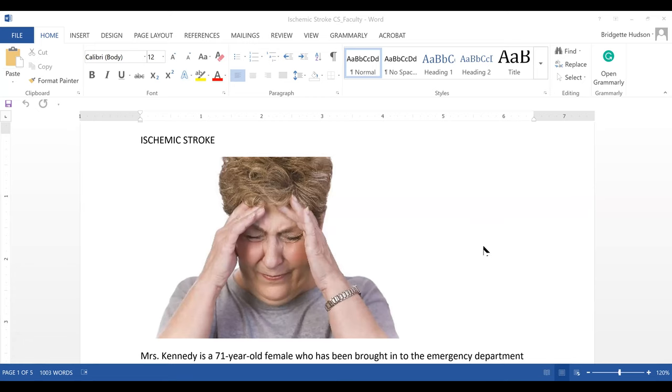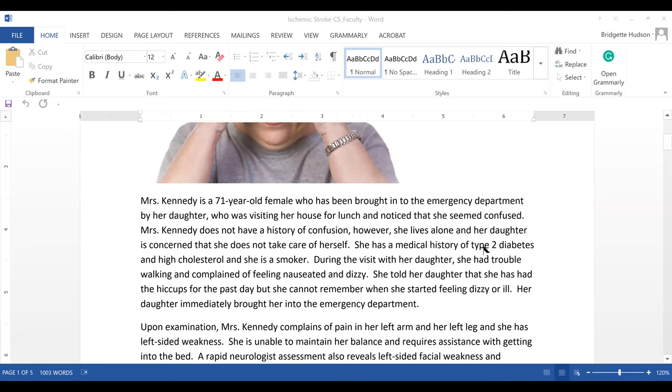All right, so Miss Kennedy is brought to the emergency room by her daughter, who was visiting her house for lunch and noticed that she seemed confused. Remember I said those ischemic strokes usually go to bed A-okay, so you'd have talked to them the day before, everything seemed fine, and the next day something is off. Now she's confused. She does not have a history of confusion. However, she lives alone, and her daughter is concerned that she does not take care of herself.